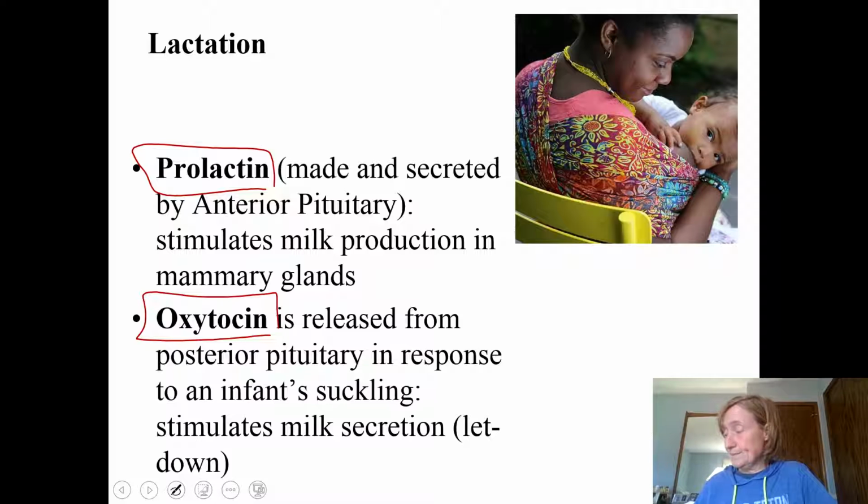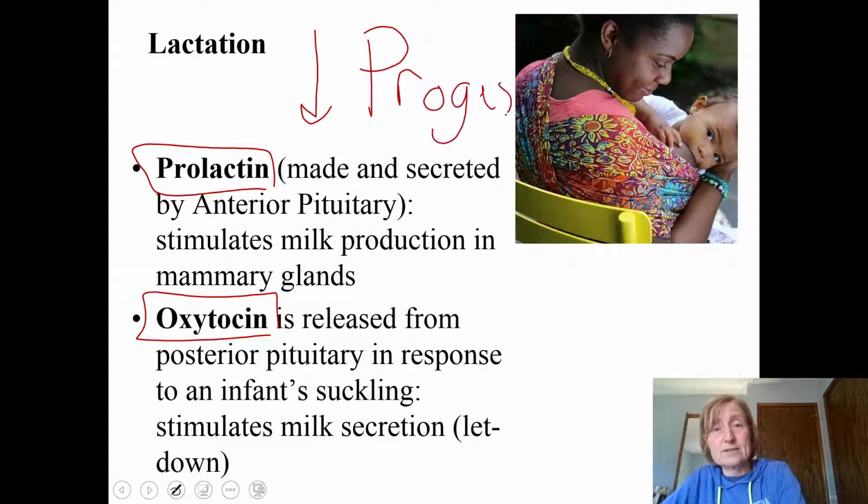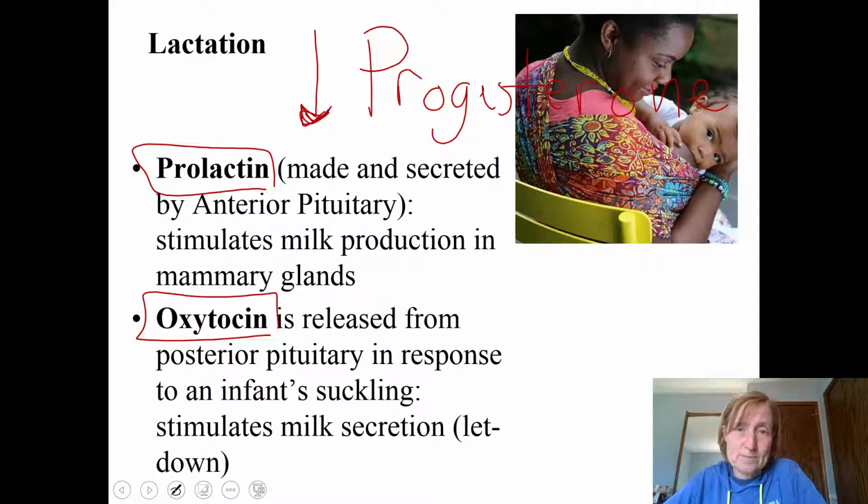Now, how do they work? After the baby is born and the placenta is delivered, there is a huge drop in progesterone, because the placenta has been providing progesterone. Now the placenta's gone, so there's a big drop in progesterone after delivery. That's important because when there's a big drop in progesterone, the anterior pituitary gets acting. Progesterone inhibits the anterior pituitary from making and releasing prolactin. But as soon as the progesterone is gone, as soon as the placenta and baby have been delivered, the anterior pituitary starts making prolactin and pumping it out.